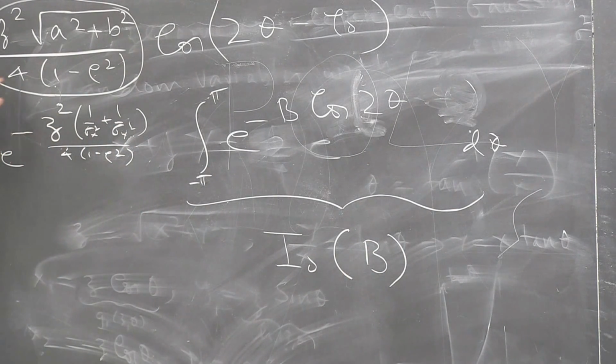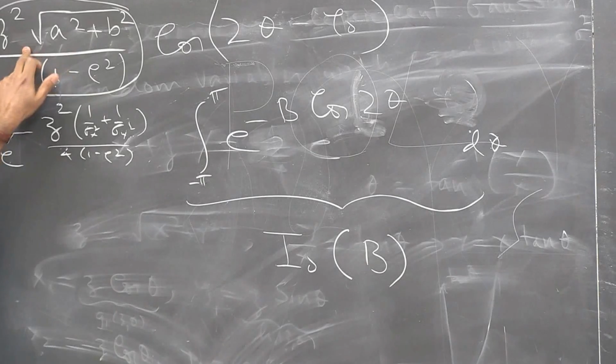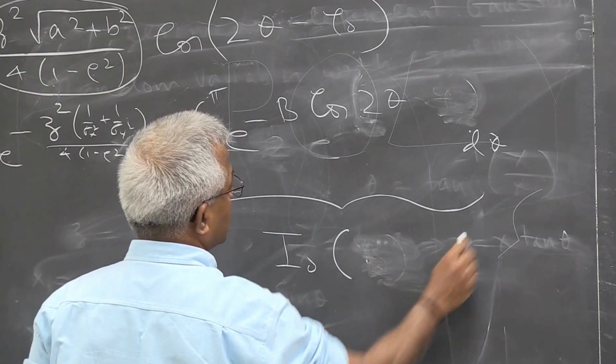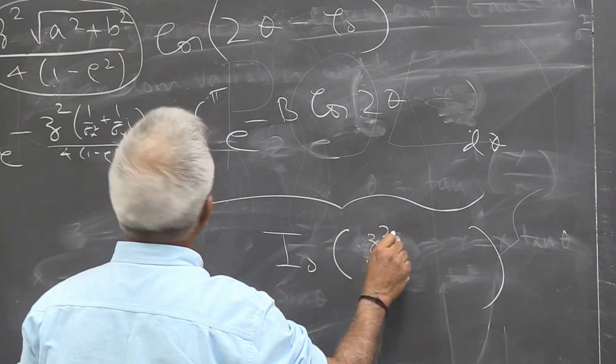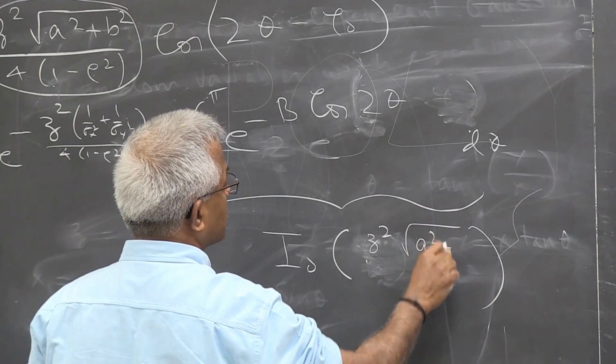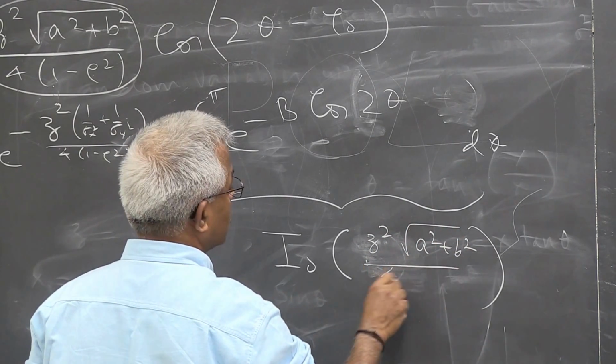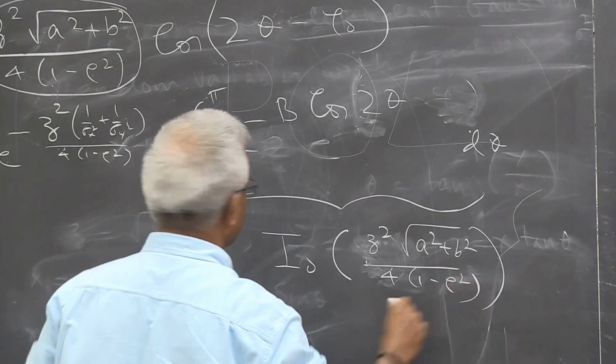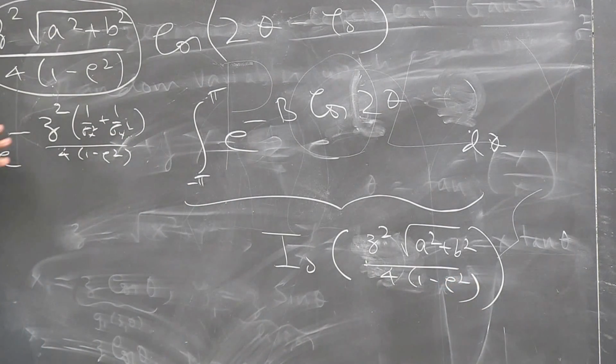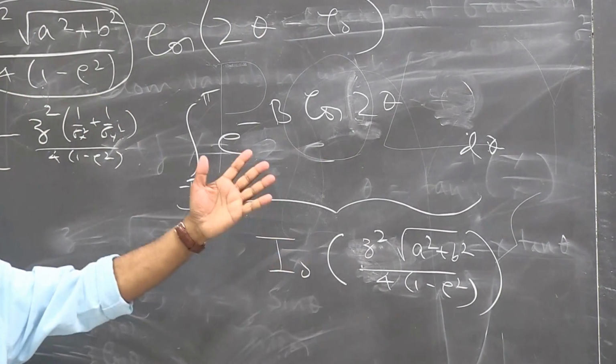B, unfortunately, look here, b involves z squared. So I'm going to write this as z squared multiplied by (a squared plus b squared) over... So what is my point? My point is this multiplied by this. It's not Rayleigh.